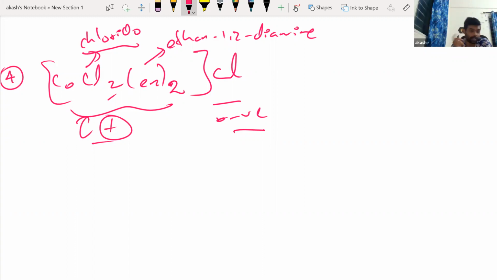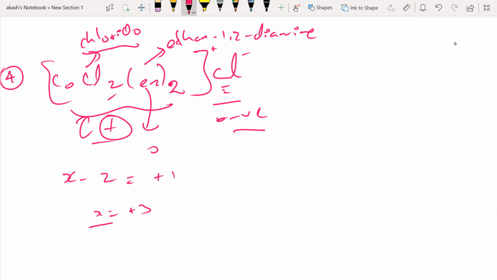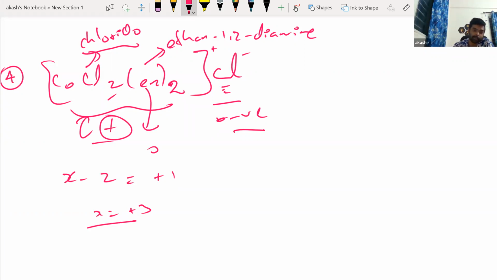Okay, let us check. Right? So here it is plus, here it is minus because only one chlorine is there. So we can write x minus 2. This is 0, right? This has no charge. So x minus 2 is equal to plus 1. So x should be what? Plus 3. Right? X should be plus 3. So the name goes like this.